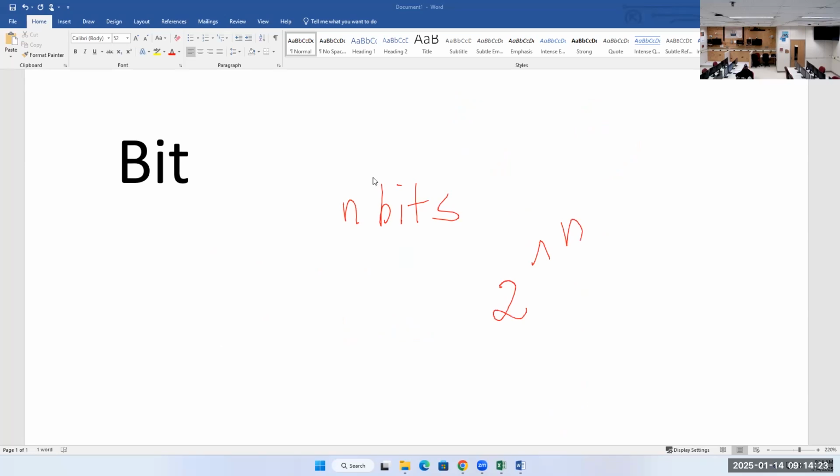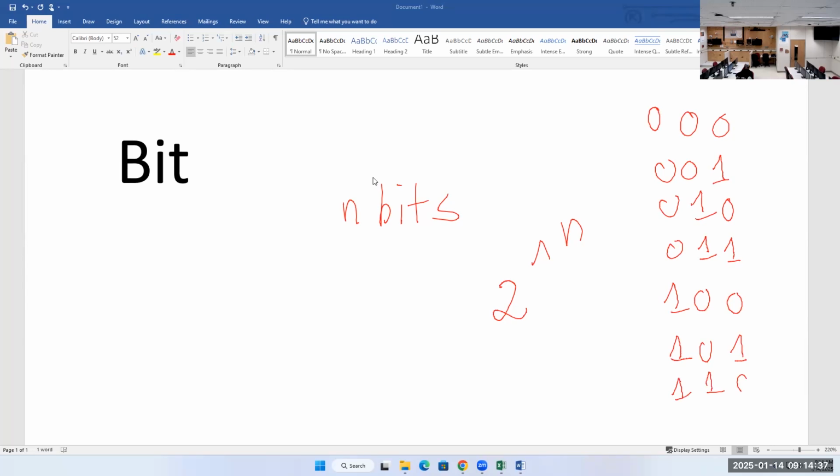Right? So if you have 3 bits here, you have 0, 0, 0, 0, 0, 1, 0, 1, 0, 0, 1, 1, right? 1, 0, 0, 1, 0, 1, 1, 1, 0, and 1, 1, 1 here. Right? So basically that is the formula. If you have n bits, you have 2 raised to the power n combinations here.